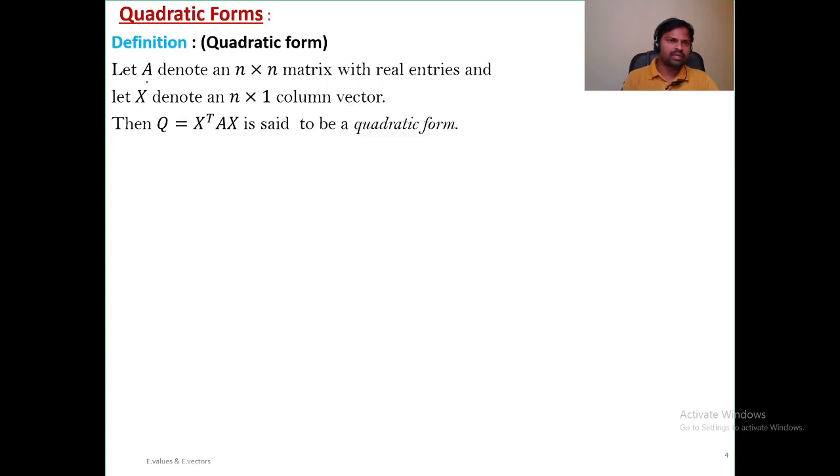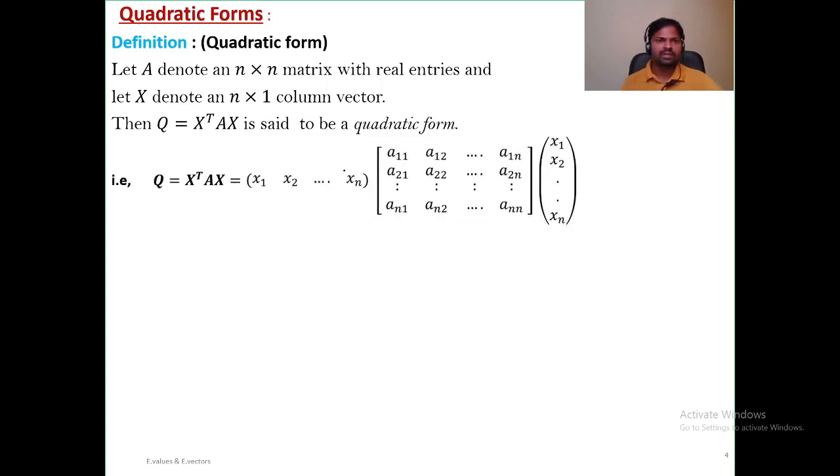Okay, two matrices. Then the quadratic form Q is defined as Q is equal to X transpose. X transpose means it is a row vector now because X is a column vector. Row vector into the given matrix A, which is of order n by n, into again column vector, n by 1 vector. These three together with multiplication is said to be a quadratic form. So therefore Q is X transpose A X, where X is a column vector.